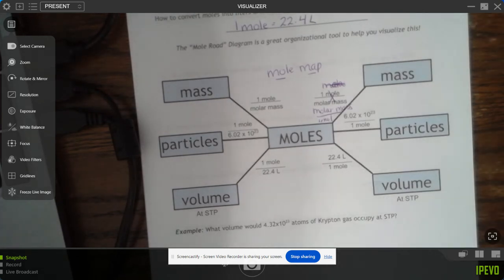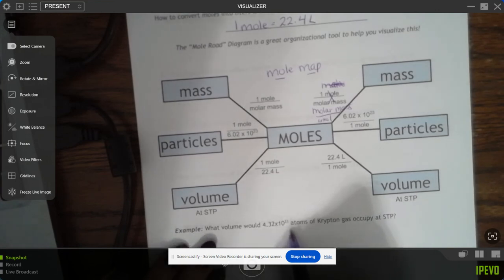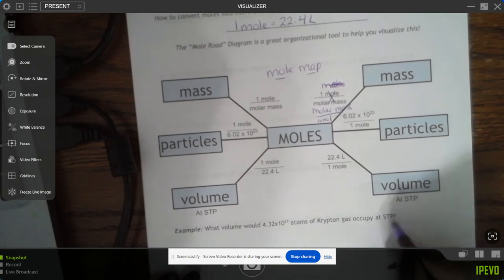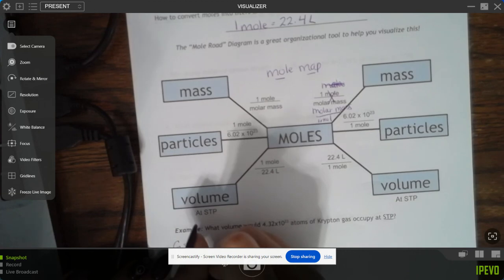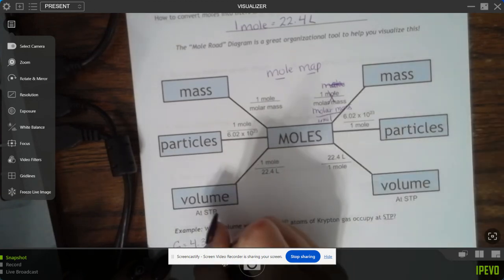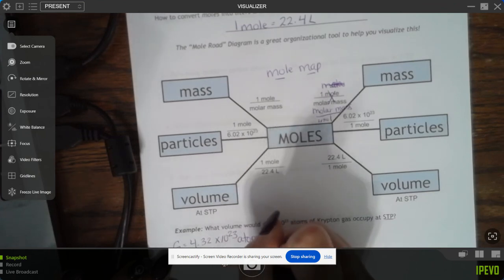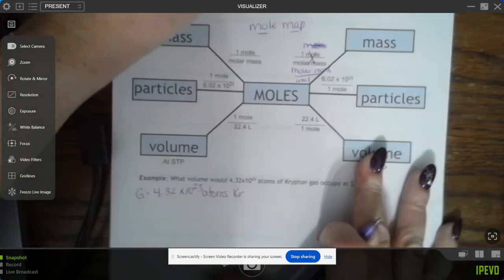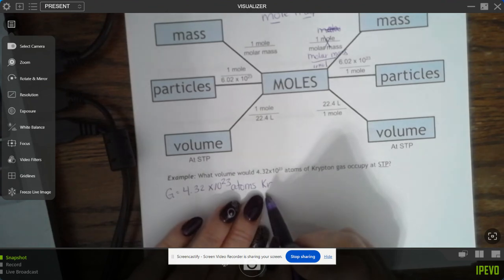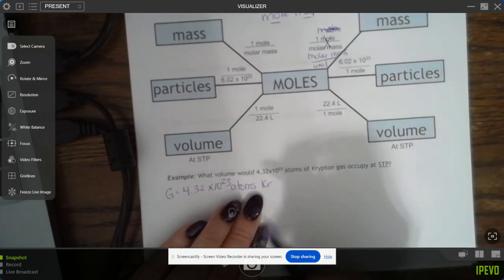All right. So let's do an example. What volume would 4.32 times 10 to the 23rd atoms of krypton gas occupy at STP? All right, so our given is 4.32 times 10 to the 23rd atoms of krypton. I will not require you to write the element or the substance, although it's going to be a really good habit to get into, because when we get to stoichiometry in a couple of units, it's going to be really important to write down the substance as well.